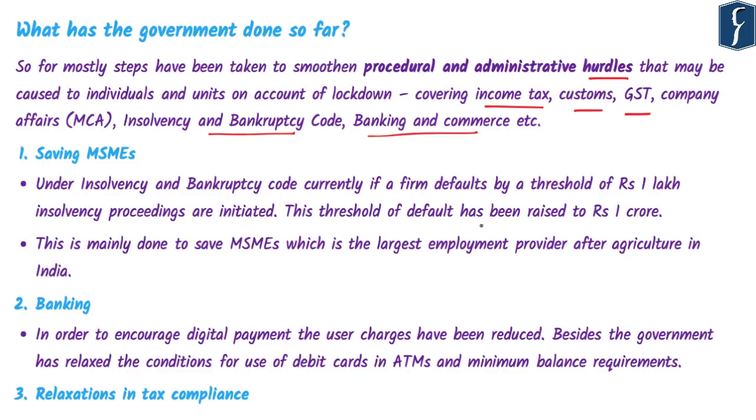Under the insolvency and bankruptcy code, currently if a firm defaults by a threshold of rupees 1 lakh, insolvency proceedings are initiated. But this threshold has been raised to rupees 1 crore, and this has been done mainly to save MSMEs, which are the largest employer after agriculture. In order to encourage digital payment, the user charges have been reduced for digital transactions. Besides, the government has relaxed the condition of using debit cards in ATMs. And also the minimum balance requirement has been relaxed.